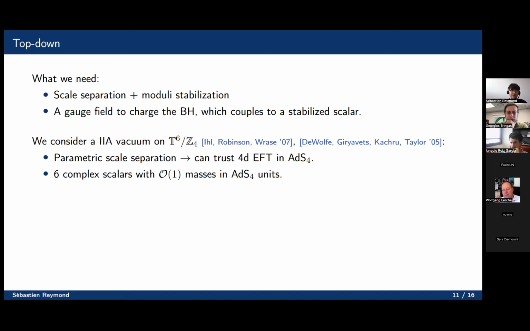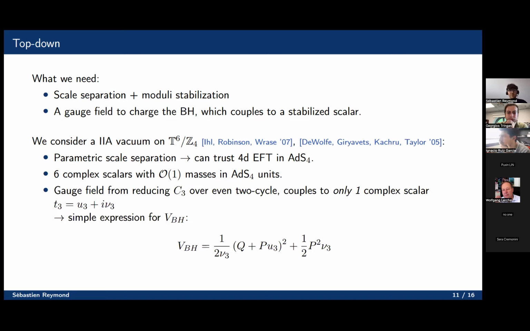So with this, we meet the first criterion above. Now, what about the gauge field? Well, the gauge field comes from reducing C3 over an even 2-cycle. And the interesting thing is that it couples to only one complex scalar, T3, which is made of an axion, u3, and a saxion, ν3.